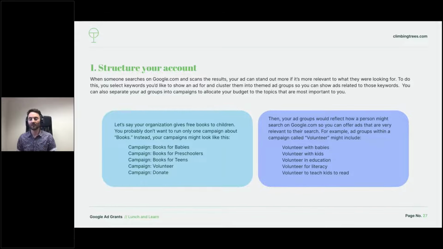Each ad group would have the keywords and an ad that are very relevant to that ad group. Within the volunteer with babies ad group, we'd have keywords specific to volunteering with babies, and the ad copy can really speak to people looking to volunteer with babies. Likewise, for the ad group of volunteering to teach kids to read, we wouldn't include any keywords to do with babies, and we wouldn't mention babies in the ad copy, so that we can really speak to the people searching and provide them a really relevant experience.